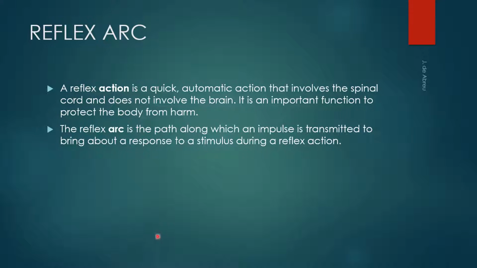Okay, then we have a reflex arc. So you must be able to differentiate between what a reflex action is and what a reflex arc is. A reflex action is a quick, automatic action that involves the spinal cord and does not involve the brain. It is an important function to protect the body from harm. And why it doesn't involve the brain is it bypasses the brain by going straight to the spinal cord, because that is a shorter path to take. It's quicker, so it's to protect the body from harm.